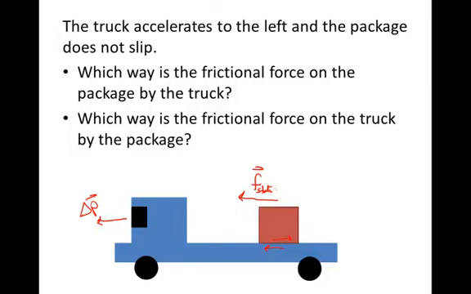Now, if we go ahead and look at the frictional force on the truck by the package, well, we can think of this two ways. First off, that's going to be the third law pair to this force right here. So this is the F static on package by truck. We know just by the third law that the static friction on the truck by the package would be in the opposite direction. But another way to look at it is in terms of the slippage of the two surfaces. This surface wants to slip this way. This surface wants to slip that way. The frictional force is going to oppose that.